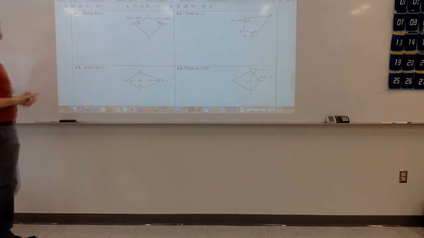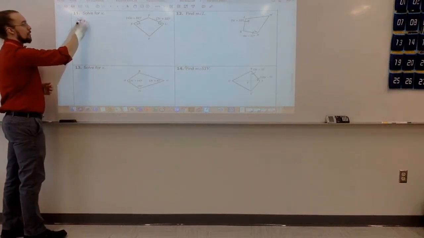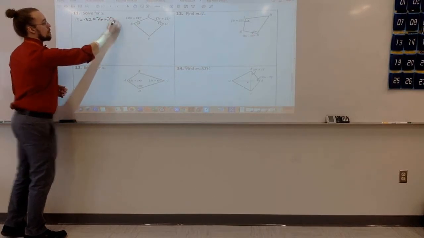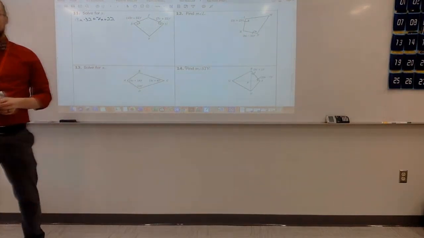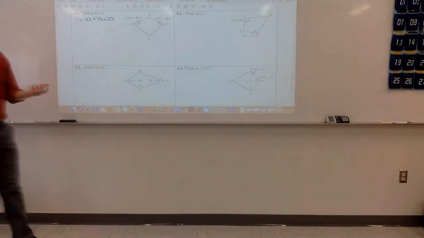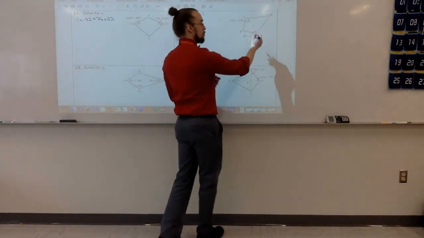So how would I set up an equation? Yeah, just set these equal. So 13x minus 32 equals 7x plus 22. Now, this portion of the paper is going to be your homework, so I'm not going to finish these problems. I'm just going to start setting them up. Number 12 would be the same idea: angles N and L would also be equal to each other.